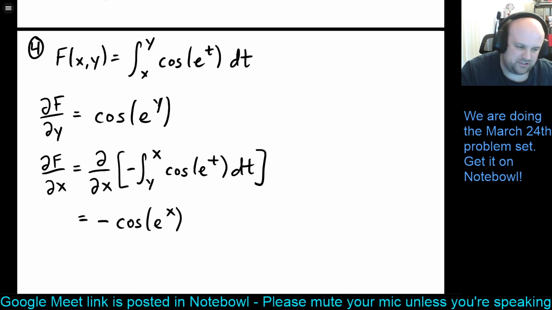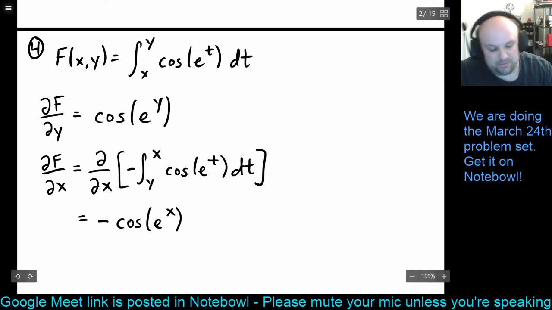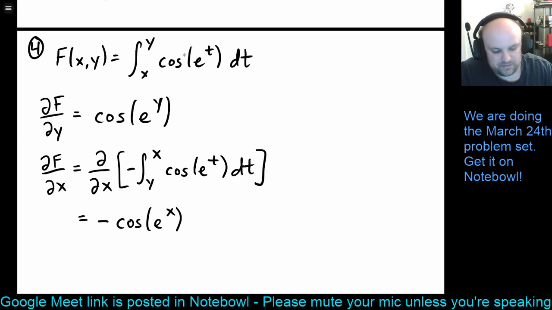These are types of functions you could be interested in, say, something like probability. For example, you might be integrating some kind of probability distribution here. And you might want to let your starting point and your ending point be variable and say, if I change one or the other of these, how is that affecting the overall probability?